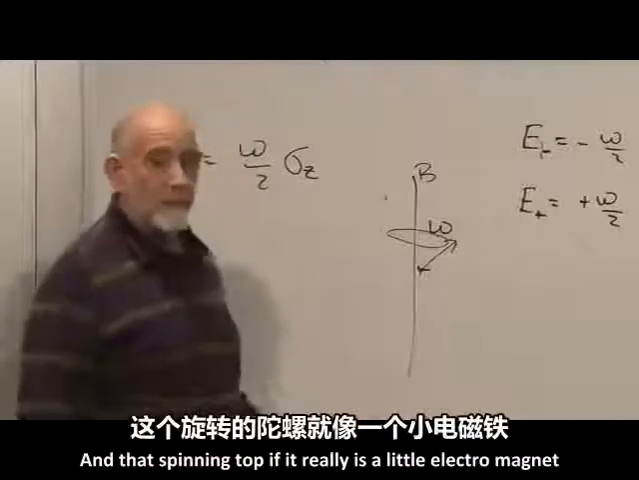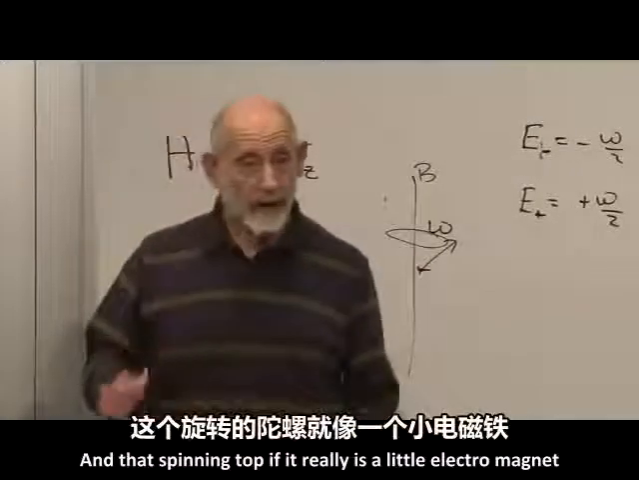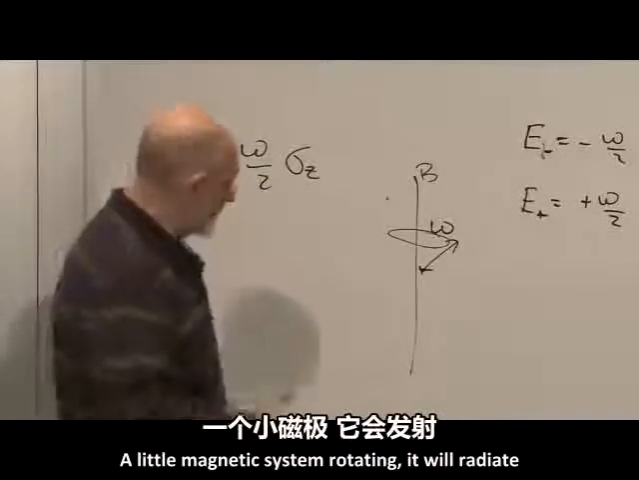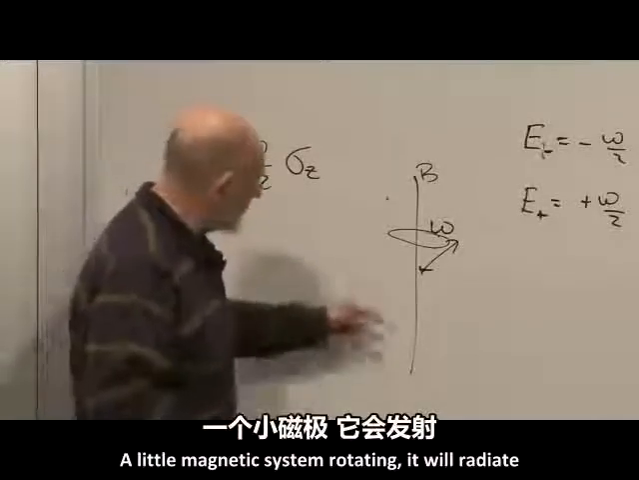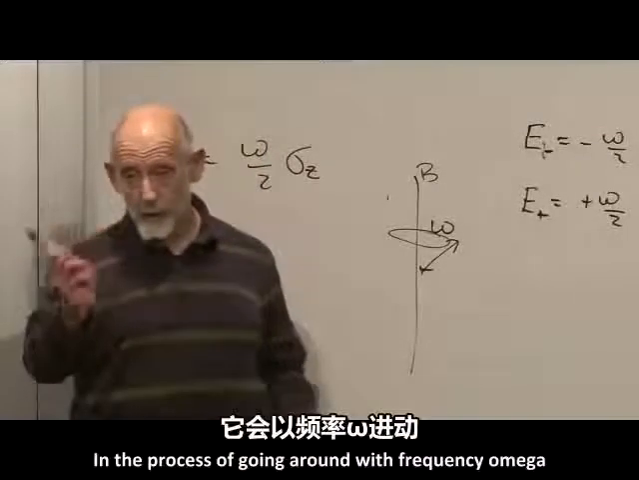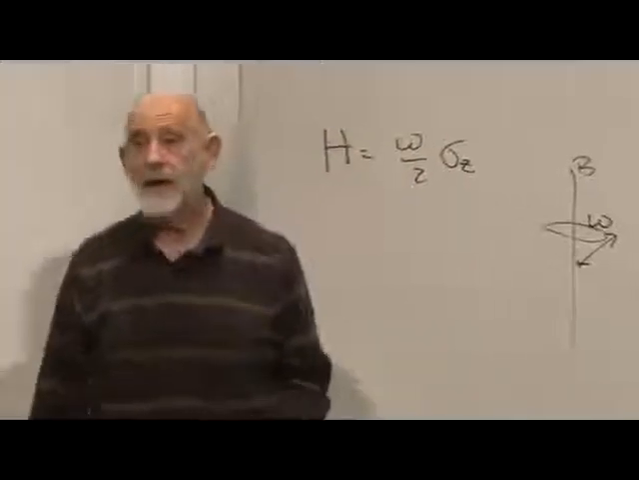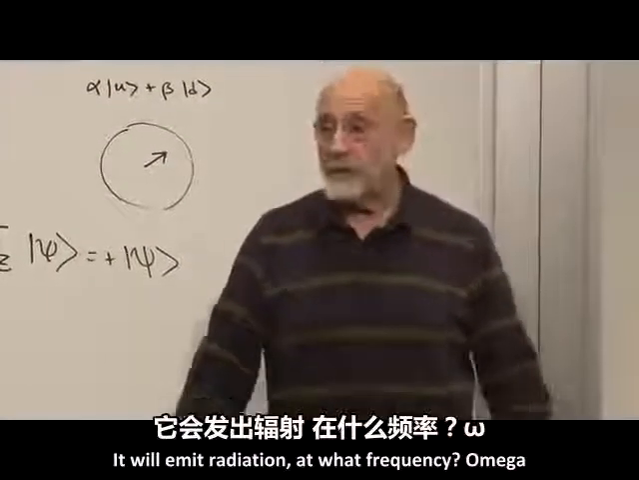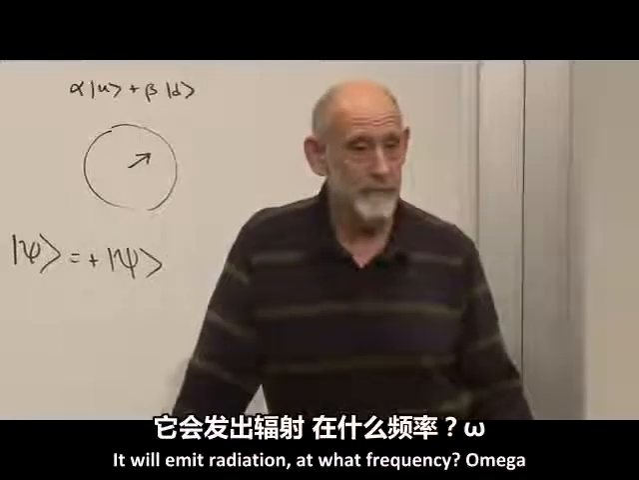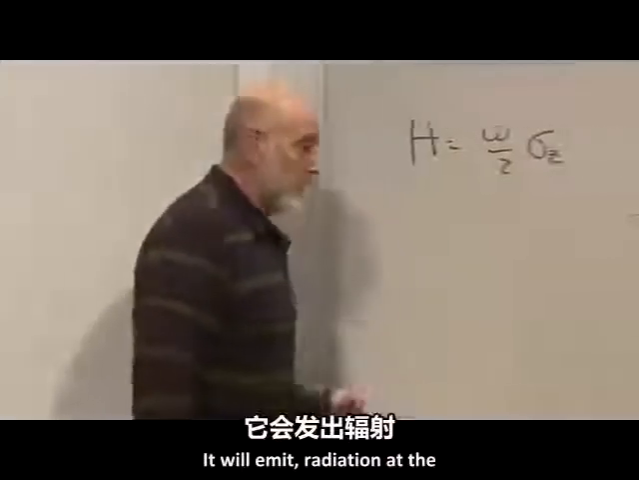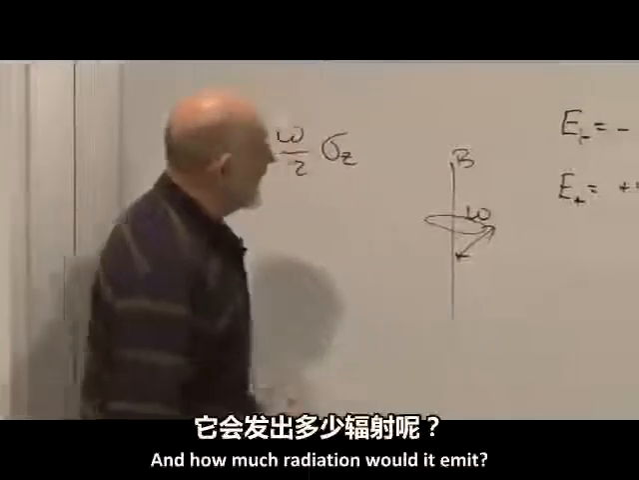And that spinning top, if it really is a little electromagnet, a little magnetic system rotating, it will radiate. In the process of going around with frequency omega, it will emit radiation. At what frequency? Omega. It will emit radiation at omega, and how much radiation will it emit?